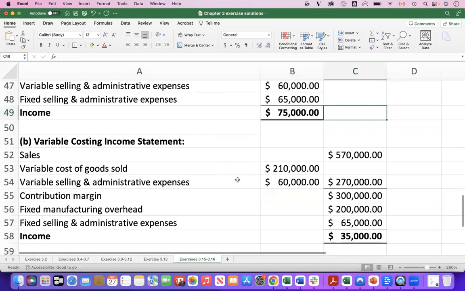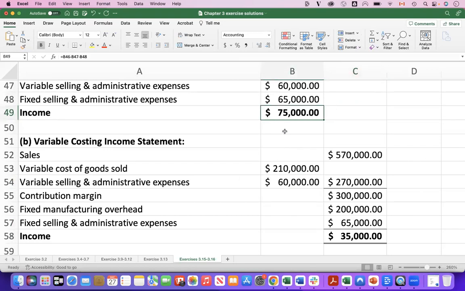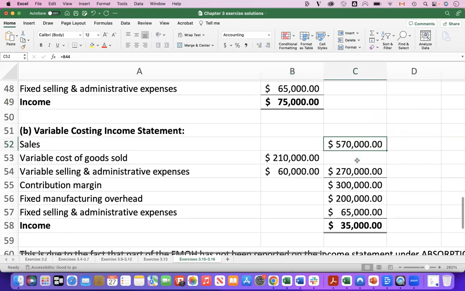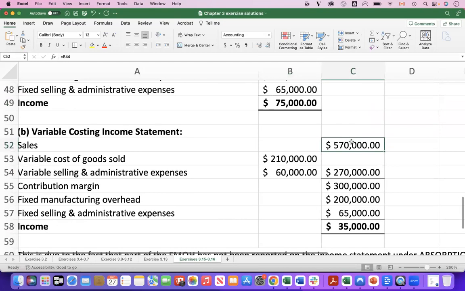Now look at the variable costing income statement. And this is where, again, we'll see we will not get the same income. You can already look, we had 75,000 under absorption costing income, but for variable costing, we're going to report income of 35,000. So how do we get to that number? Well, sales is going to stay the same. It's still the number of units sold, which was 6,000, times the sales price of $95 a piece.